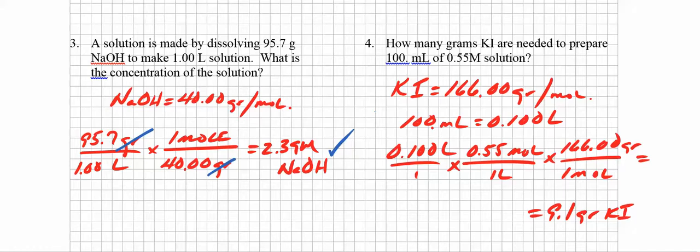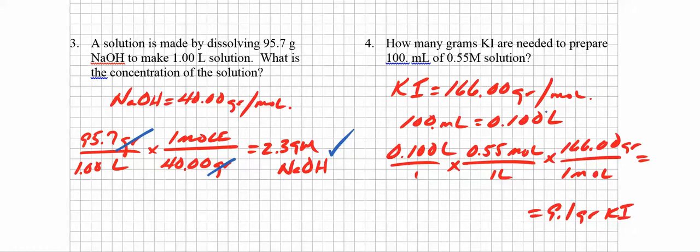Let's look at number 4. Number 4 says how many grams of potassium iodide are needed to prepare 100 milliliters of a 0.55 molar solution. Now this looks complicated, but we just need to break things down. The first thing I'm going to need is the molar mass of the potassium iodide. I'll just add potassium and iodine from the periodic table, and when I do that I get 166.00 grams per mole. Check me on that.